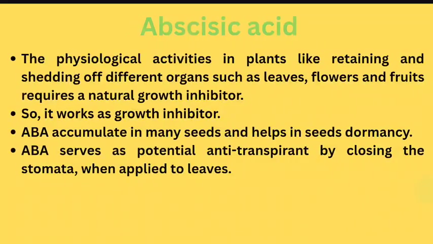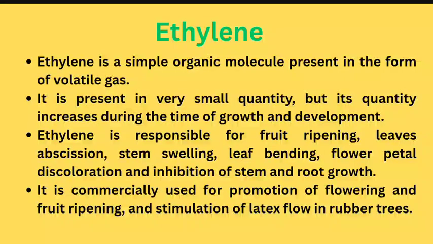Okay, so that's all. Let us know about the last phytohormone, that is ethylene. Do you know what kind of hormone it is? Is it a promoter? Is it an inhibitor? No. It works as both promoter as well as inhibitor. So ethylene is a simple organic molecule present in the form of a volatile gas. It is present in very small quantity, but its quantity increases during the time of growth and development in the plant.